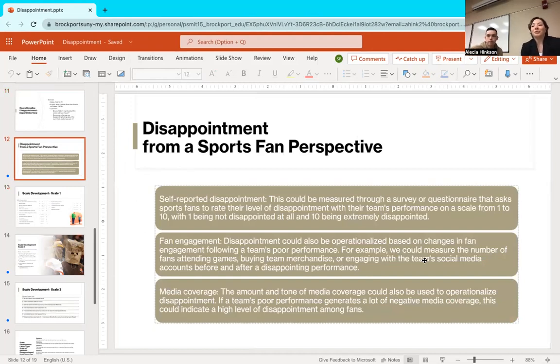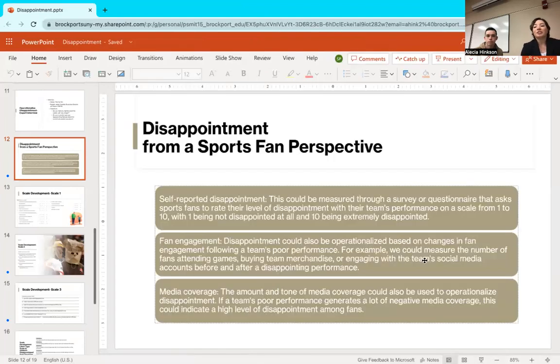There are 3 different ways we believe it is best measured from a sports fan perspective. The first measurement is self-reported disappointment, in which a fan can fill out a questionnaire that asks a fan to rate their level of disappointment. Another way we could measure disappointment is by looking at fan engagement following a loss. With this measurement, we can see the influence a loss has on the likelihood of a fan spending money on merchandise, tickets, or other team-related items after the team does not succeed.